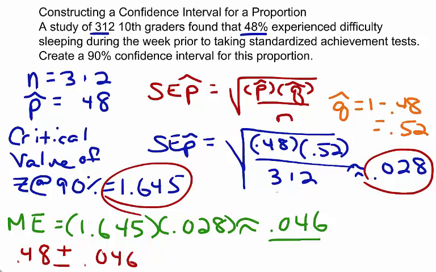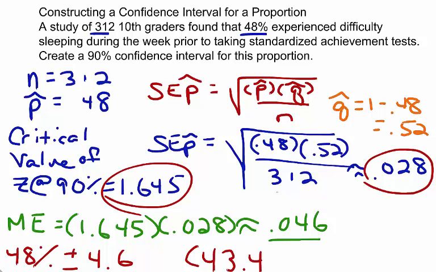We can also write those as percentages by moving our decimal two places to the right. So you could represent it as 48% plus or minus 4.6%. Another way to represent a confidence interval is to simply write the endpoints in a set of parentheses. So we could say (43.4, 52.6). These values are obtained by adding 4.6 to 48% and subtracting 4.6 from 48%.